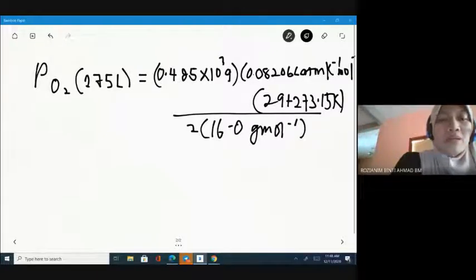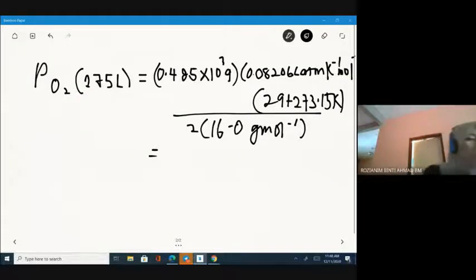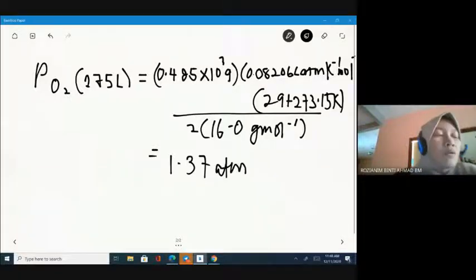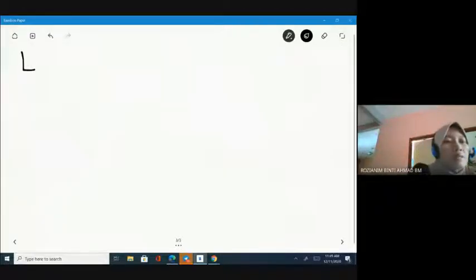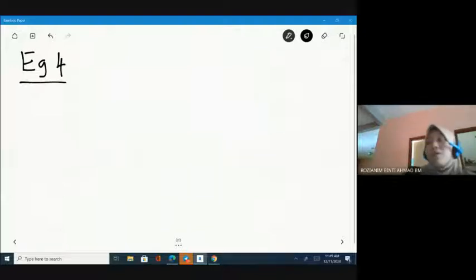So, similar answer or not? Similar. Okay, good. Similar answer. Correct, 1.37 atm. When we go through the other questions, number 2 and number 3 use the same concept. So we proceed to question number 4. Example 4. Okay, so we read the question together.